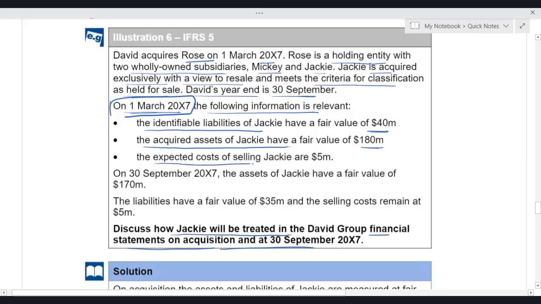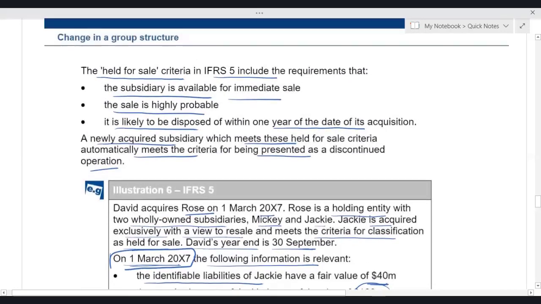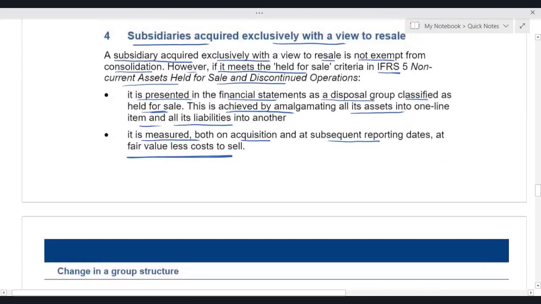The expected cost of selling Jackie is 5 million. On 30th September, the assets of Jackie have a fair value of 170. From 180, it has become 170. The liabilities have a fair value of 35. From 40, they have become 35. Selling cost remains the same, which is 5 million. Now, what?